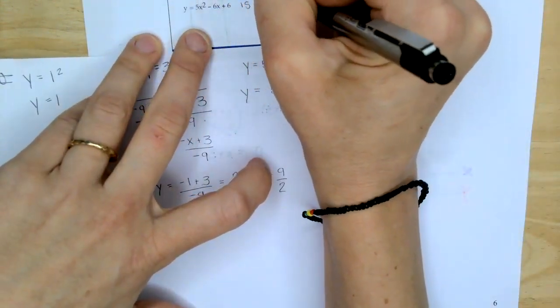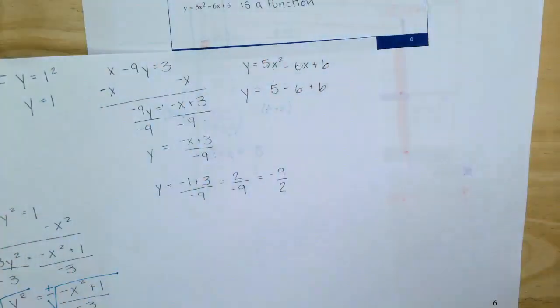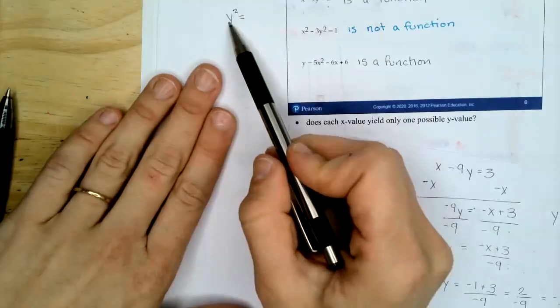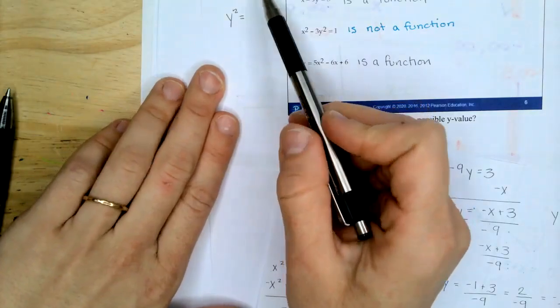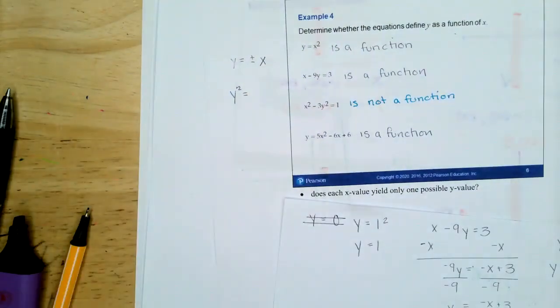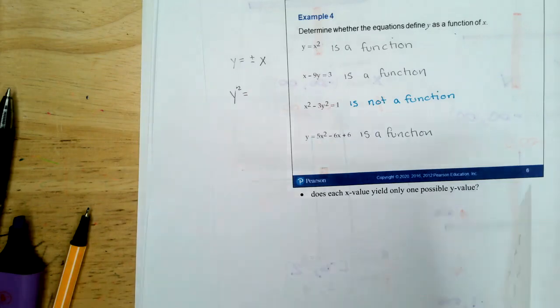So it is okay if your x is squared. It's okay if you have a fraction. What's not okay is a y squared, because a y squared is ultimately going to give you a plus and a minus, and that's going to be the problem. The plus and minus tells us that there are values of x for which two values of y will result. Okay?